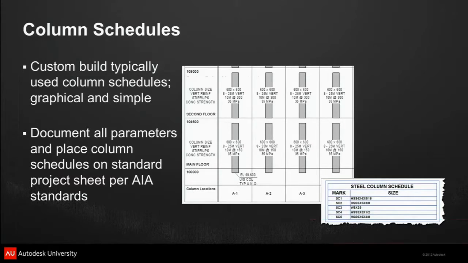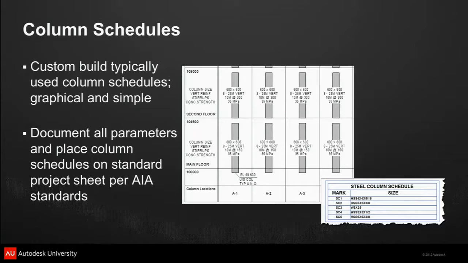Columns, same format. It's on a sheet. It's all labeled up with all the parameters. I've got a steel column schedule. I've got a wood schedule. I've got a concrete schedule. I've got simple ones, graphical ones. I've got graphical ones that include the loads and forces on every column. You've got combined. If you don't care if it says wood and steel in the same schedule, it's in the same schedule. Documented all the parameters, placed it on the sheet per the AI standards.